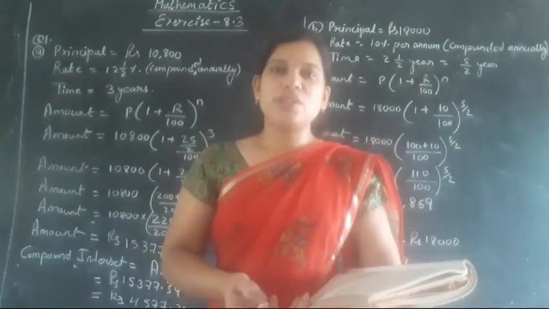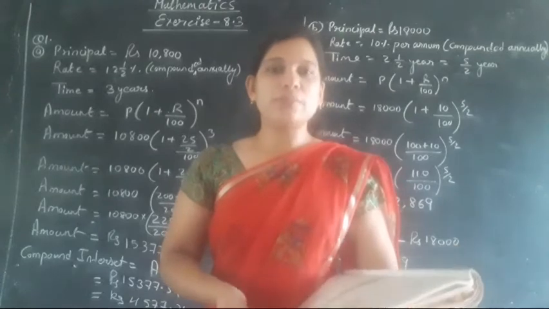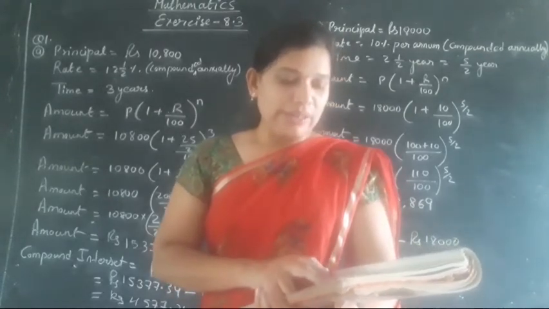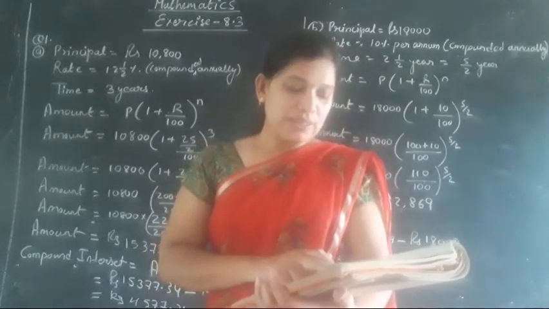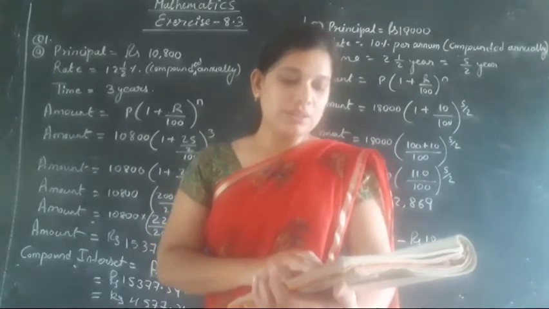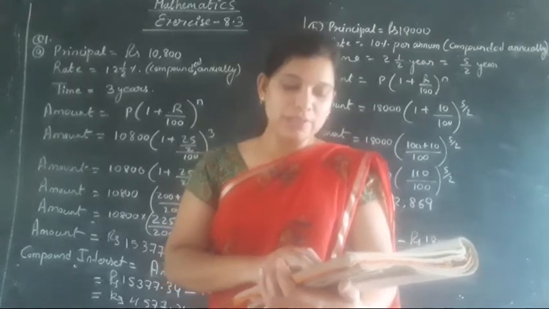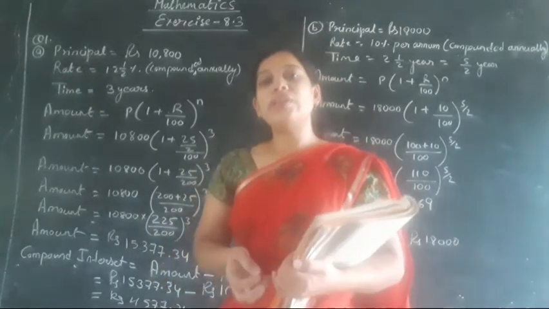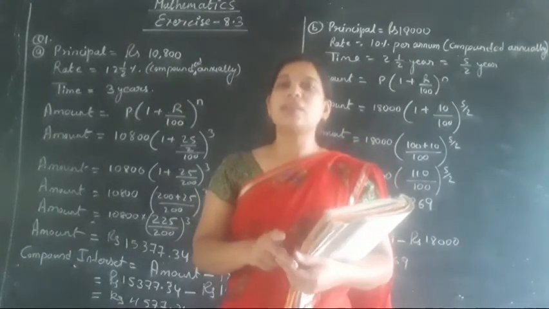Here we are going to see exercise 8.3, question number 1. What question number 1 says: calculate the amount and compound interest on rupees 10,800 for 3 years at 12.5% per annum compounded annually. So dear student, here we have to find the amount as well as the compound interest.